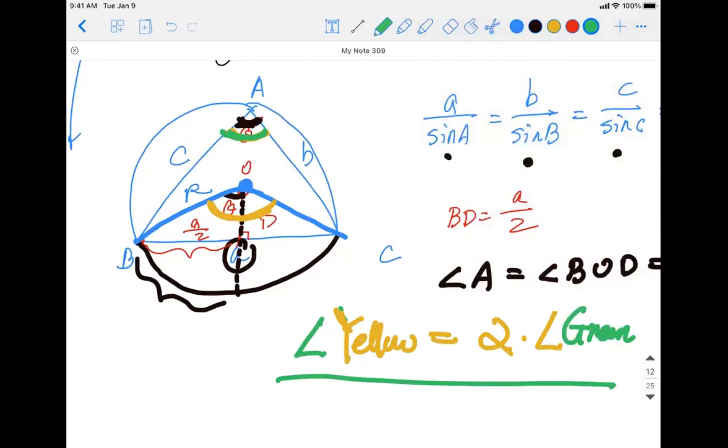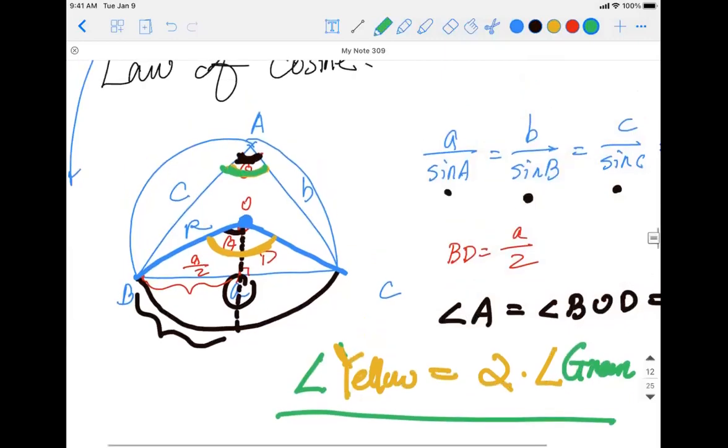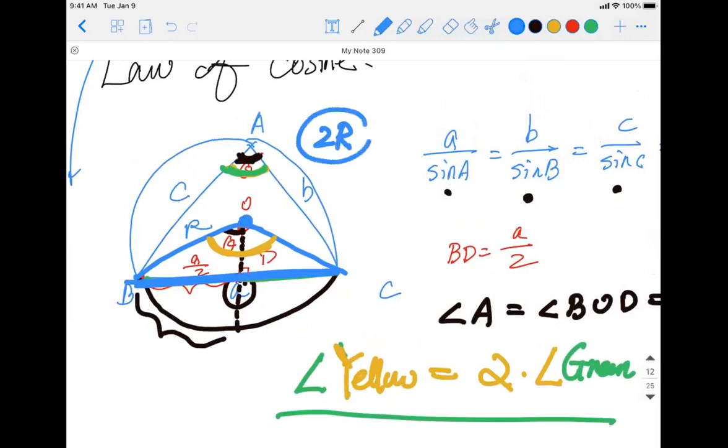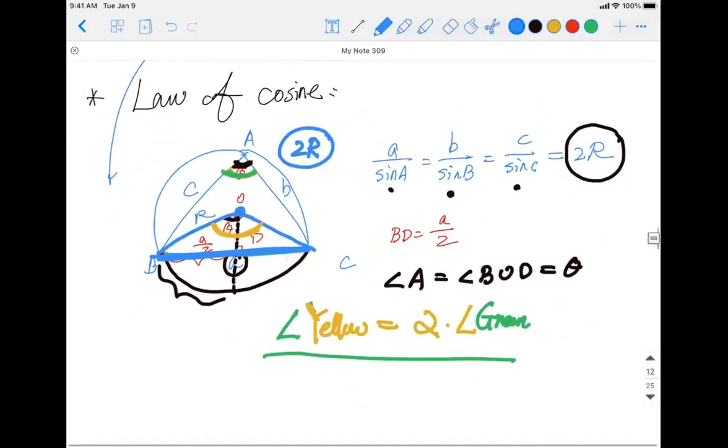A student asked me, is A the diameter? No, A is not a diameter. A is one side of your triangle. The diameter of the circle is 2R. BC is just one side of your triangle. Okay, so far so good.